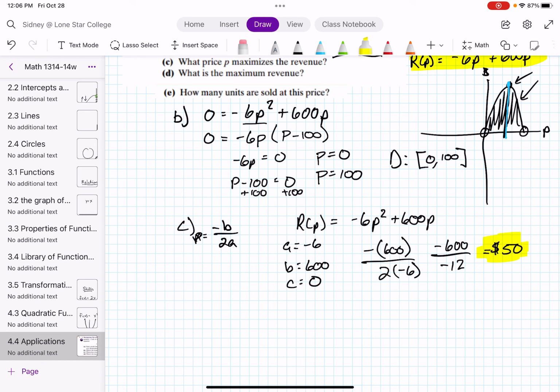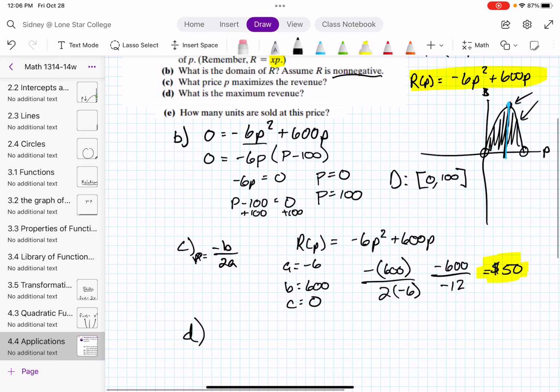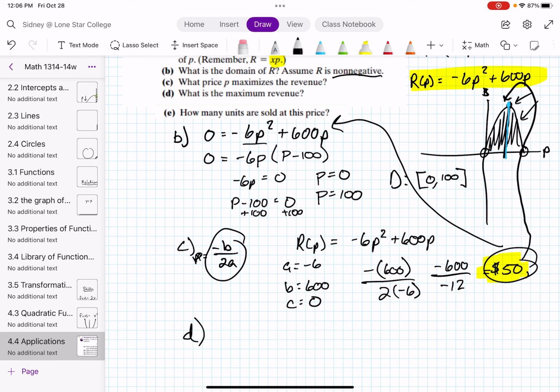Now the next question, D, says, what is the maximum revenue? That's a fancy way of asking, when the price is $50, which maximizes the revenue, what is the revenue? So what is the y-coordinate that goes with that input of 50? All that means is we need to use what we found, the negative b over 2a, that value 50, and plug it back in to see what it actually gives us when we have a price of $50. So instead of R of P, now we're saying the price is 50. What is R of 50? We're going to evaluate this function when the price is 50.